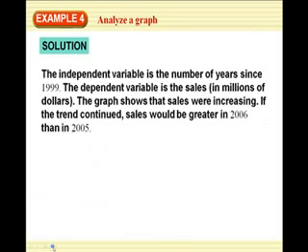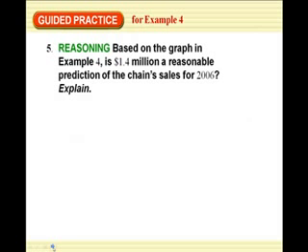The independent variable is the number of years since 1999. The dependent variable is the sales. The graph shows the sales were increasing. If the trend continued, sales would be greater in 2006 than in 2005. I would agree. Based on the graph in example 4, is 1.4 million a reasonable prediction for the chain's sales for 2006?